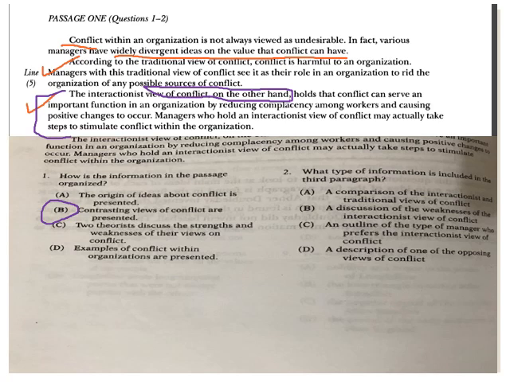So what type of information is found in the third paragraph? Here, clearly, as you can see, the third paragraph discusses the interactionist view. This is the main idea of this paragraph. The interactionist view holds that conflict can serve an important function in the organization. So what we have in this paragraph is the discussion of one of the views related to conflict, which is the interactionist view. So the best answer is D, a description of one of the opposing views of conflict. Here we have the description and the explanation for the interactionist view.